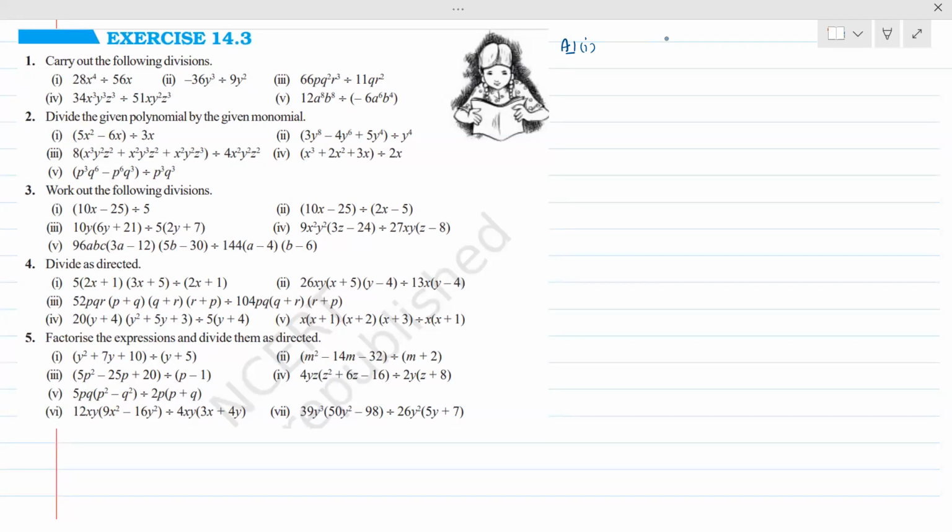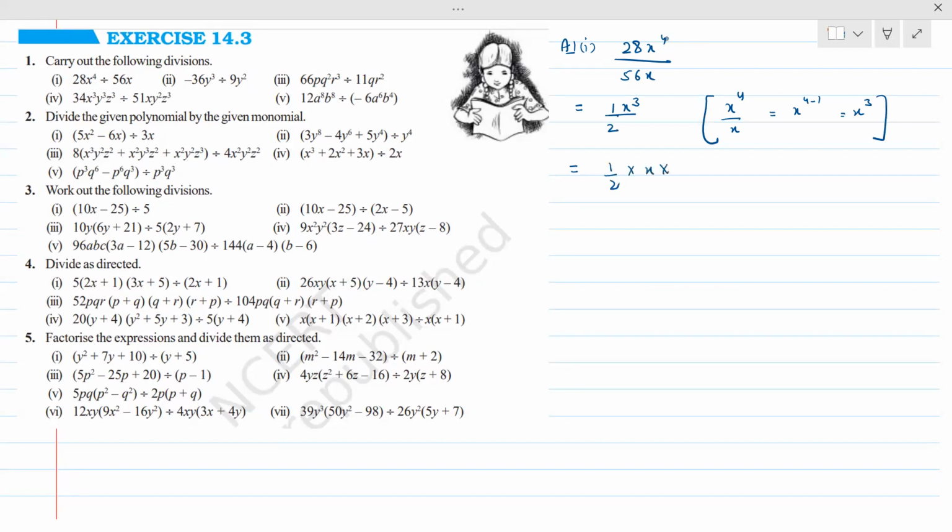So the procedure to divide is, because we are only dividing monomials, we can do it normally. 28x to the power 4 divided by 56x. We can just write the numericals first, 1 by 2, and then x4 and x, I can see that it will be x cube. We can apply the laws of exponents here as well: x4 divided by x will be x^(4-1), which is x cube.